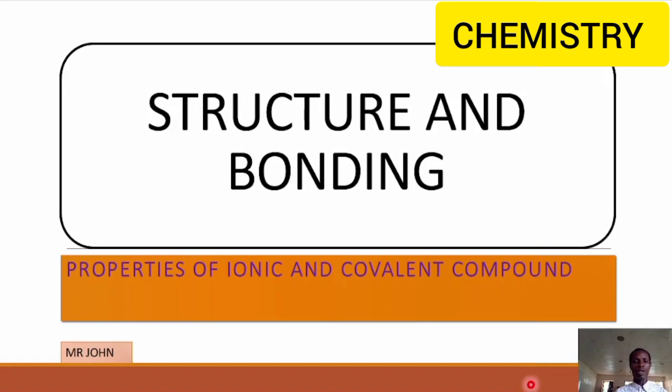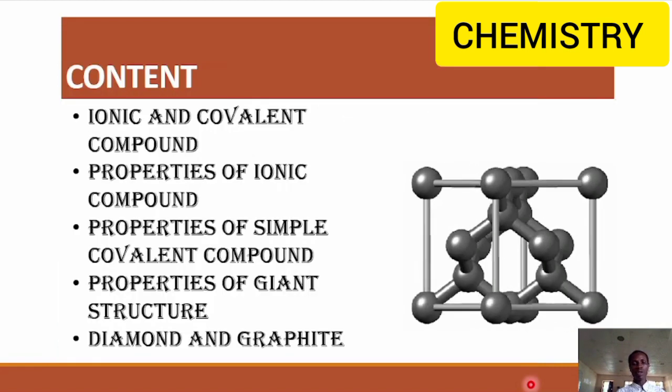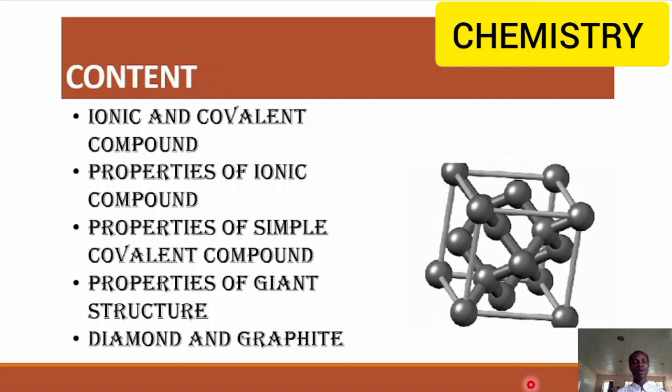My name is Owolemi John, and today we are looking at a topic which is structure and bonding in chemistry. The subtopic we have under this topic is properties of ionic and covalent compounds. At the end of today's class, we are going to learn the following objective: ionic and covalent compound.